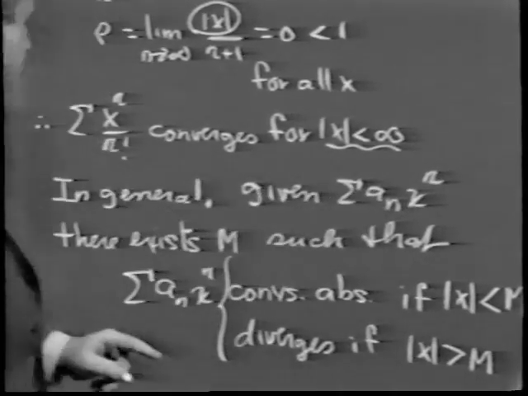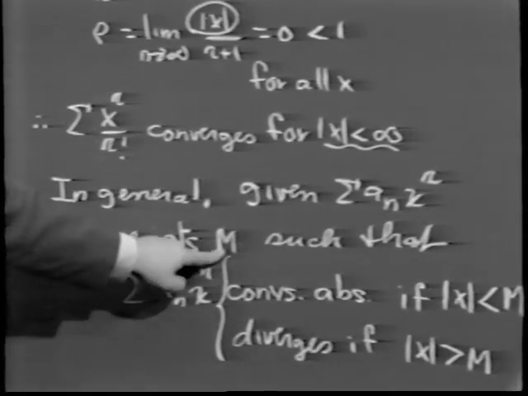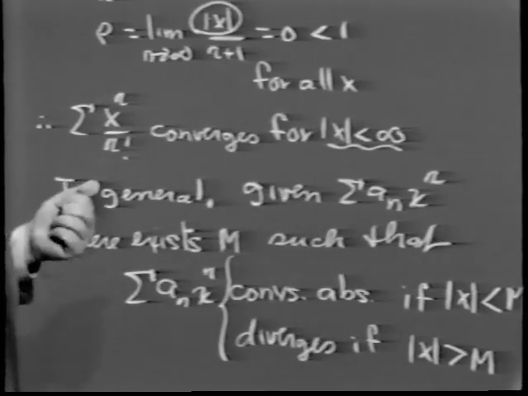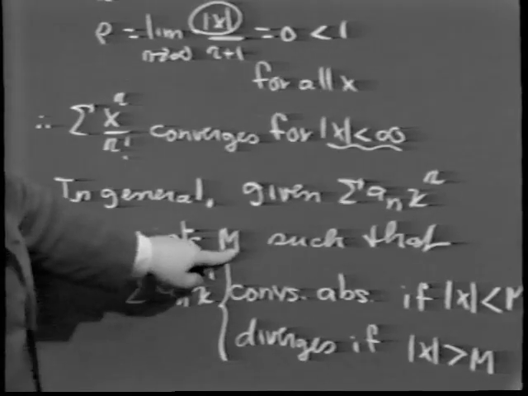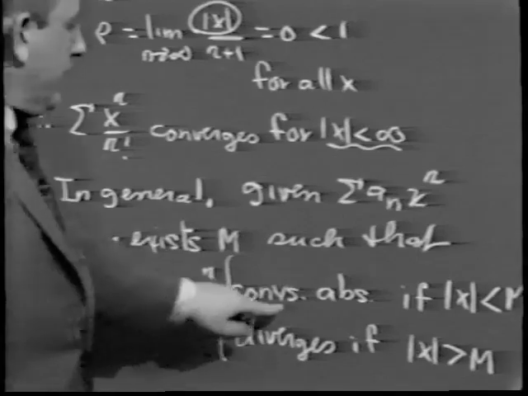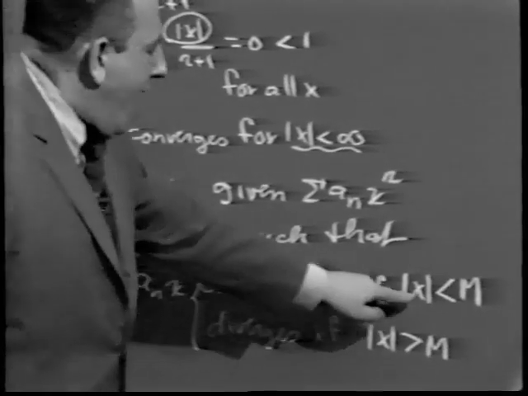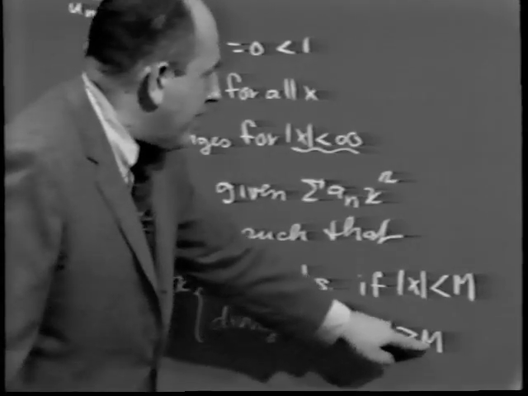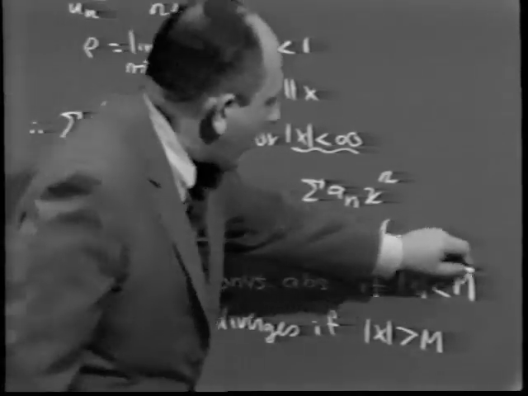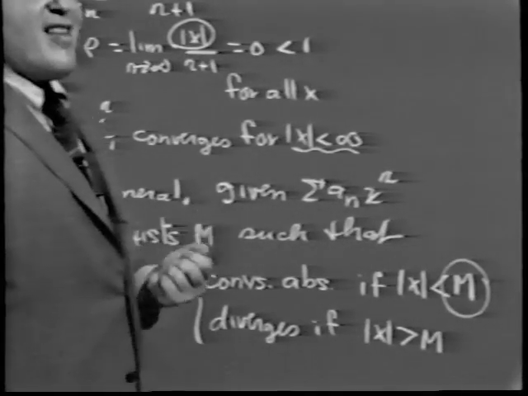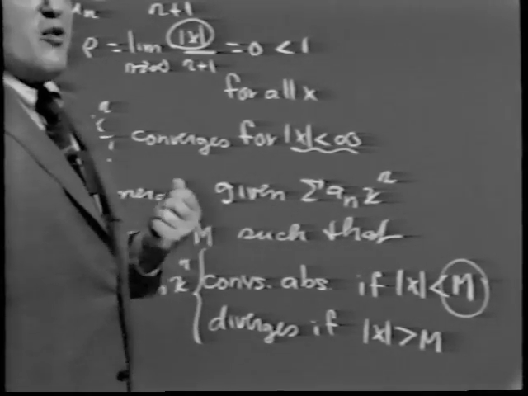The important point is that in general, given any series, in other words, the limit of a sequence of polynomials of this particular type, there always exists a number m. Now, m may be as small as 0, it may be as large as infinity, but there always exists an m such that the series will converge absolutely if the magnitude of x is less than m, and diverge if the magnitude of x is greater than m. This m, which is called the radius of convergence, governs the answer to the first question.